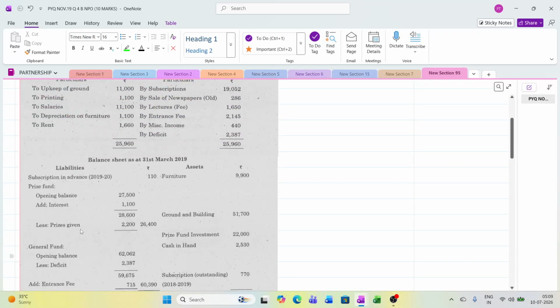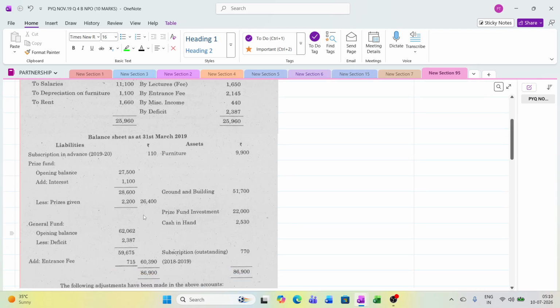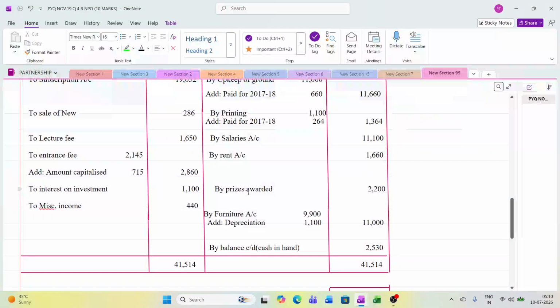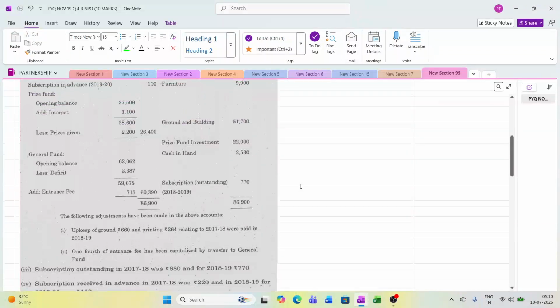And then they have given prizes. During this year, they have spent 2,200 by awarding prizes. Prizes were given to the amount of 2,200. So you should take this also to the payment side of receipt and payment account. By prizes awarded 2,200. Next, in the capital fund, general fund, we need not take this deficit and all. Entrance fee, we have already taken. Okay, this side is over.